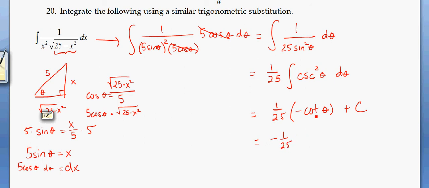All I did was bring that negative out. We have to write an expression that's equivalent to cotangent of theta, but using x's. So we go back to our triangle. Cotangent is the adjacent over the opposite, right? Adjacent over opposite. So that's going to be the square root of 25 minus x squared over x. And there we have it.